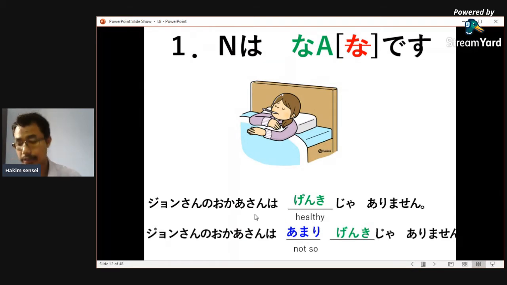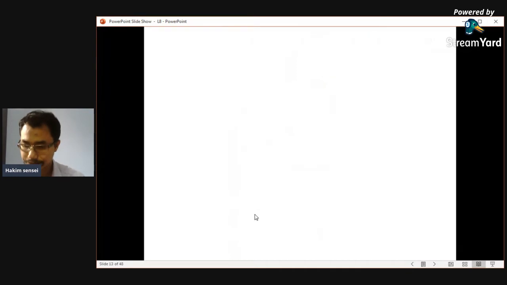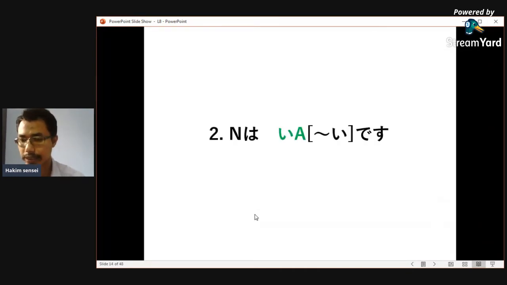This is an extra word you can use together with an adjective in order to explain in more detail the level of the adjective. Totemo for a positive word, amari for a negative word. All right. Okay, finish for the first session, na adjective. Now we move on to the second session, e adjective.